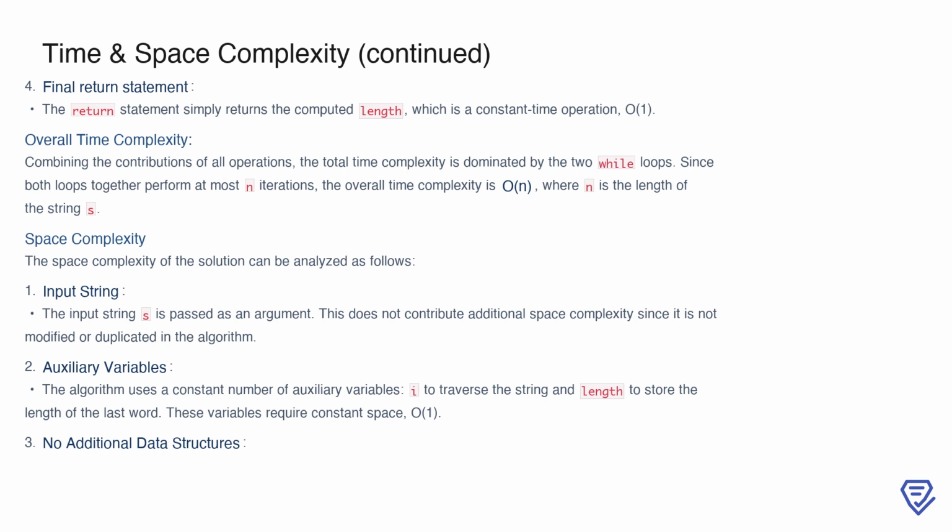Shifting our focus to space complexity, we observe that the input string s does not contribute additional space, as it is not modified or duplicated. The algorithm uses only a constant number of auxiliary variables, such as i for traversing the string and length for storing the result. Since no additional data structures like arrays or lists are used, the memory usage remains constant. Therefore, the overall space complexity of this solution is O(1).